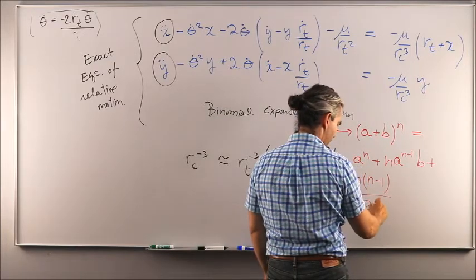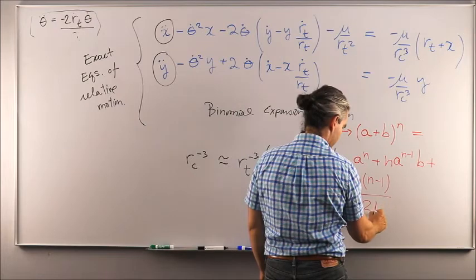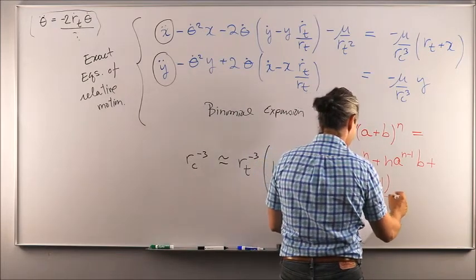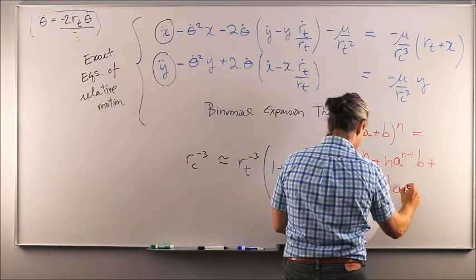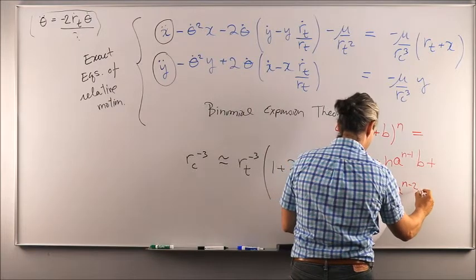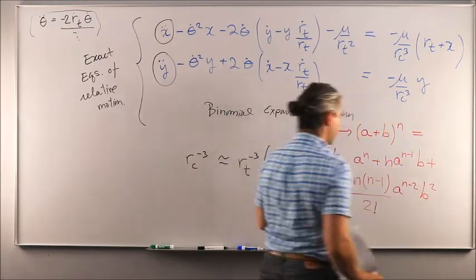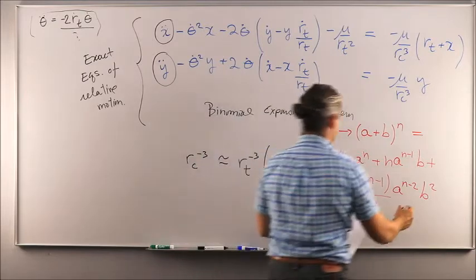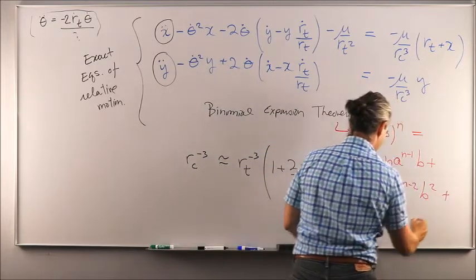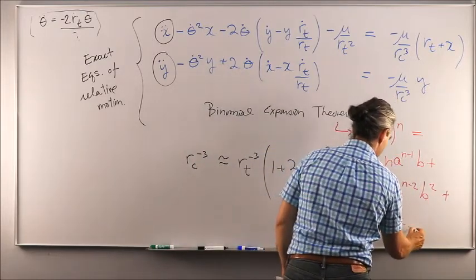whatever this is called. I have a blank here, exclamation mark. But it doesn't matter in the end because we'll end up using it. So times (n minus 2) of b squared. And then the expansion just keeps going on and going on.